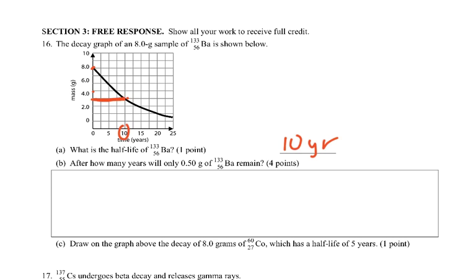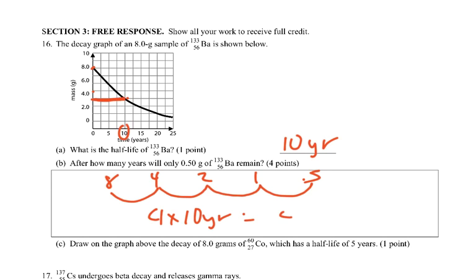Okay, B, how many years until only 0.5 grams of barium remain? So if we start with 8, then we're going to go down to 4, then down to 2, down to 1, and down to 0.5. That's 1, 2, 3, 4 half-lives. So 4 times 10 years, it's going to be 40 years.